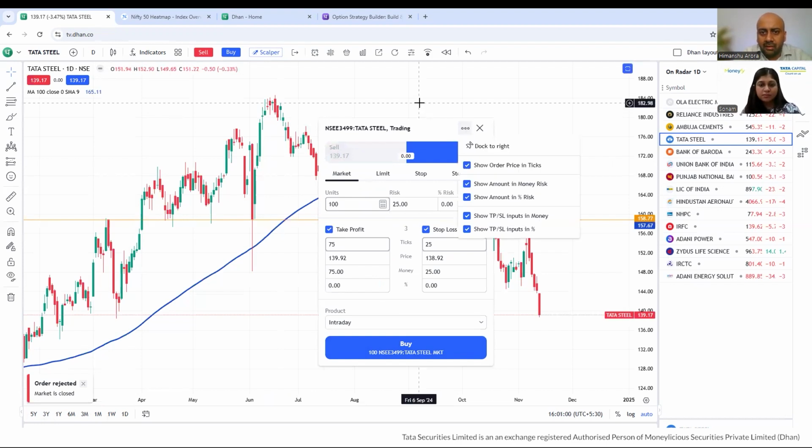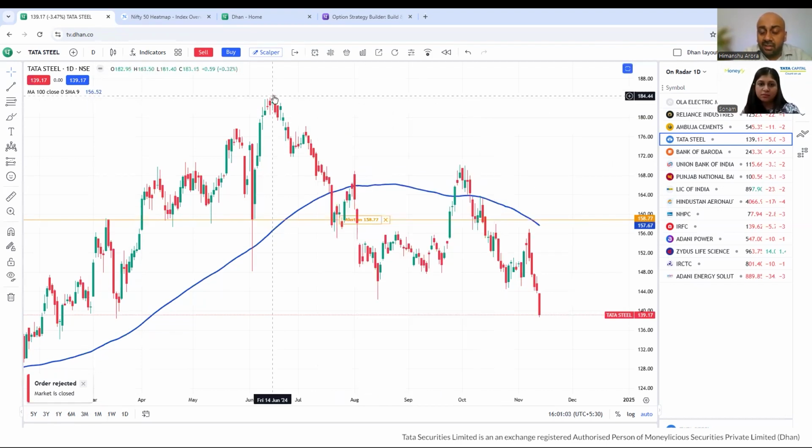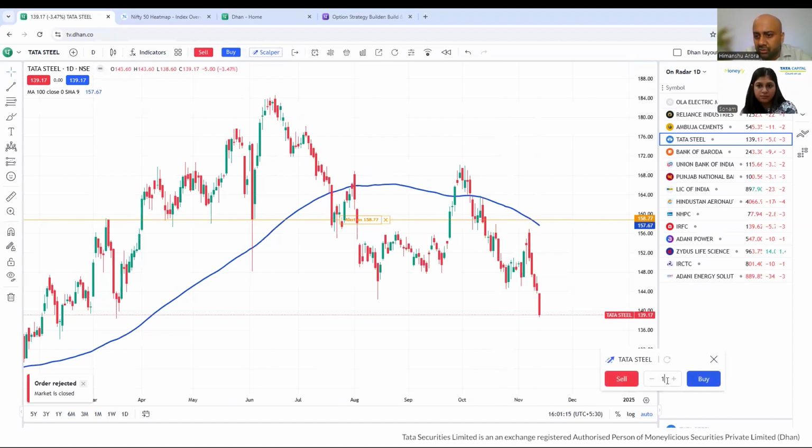And also, if you are a scalper, speed is the most important thing for a scalper. So a scalper can simply go to this scalping window. Absolutely. So you see, you simply need to put the quantity here. It will keep on docking here at the bottom right. You simply need to click on buy. You just need to put the quantity and click on buy.